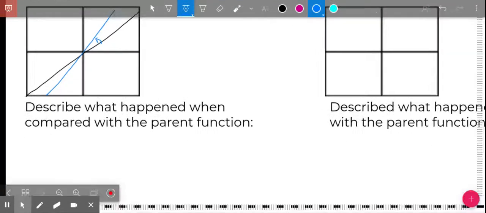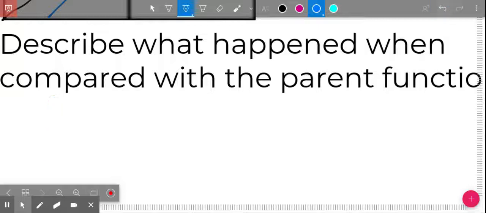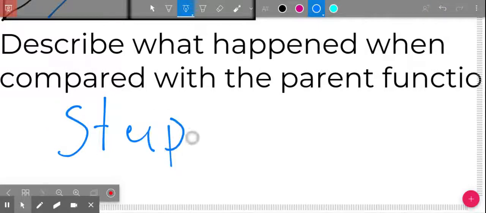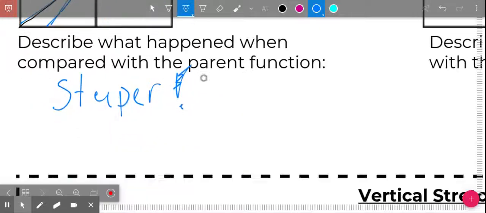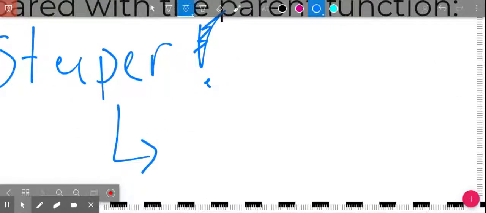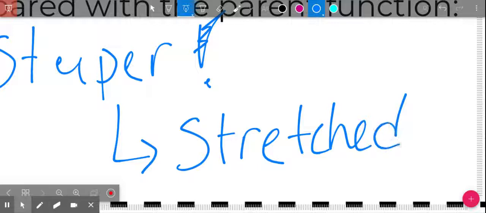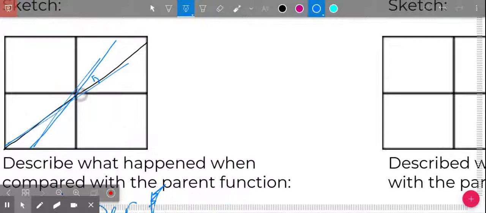First, the language that I want you to use is it's steeper. Think of a hill. This hill is pretty steep. This hill is even steeper. So it's steeper. We are going to call this, it's been stretched. Think of if I have this and I stretch it up and down, it's going to make it taller, it's going to make it narrower, it's going to make it steeper. It's been stretched.